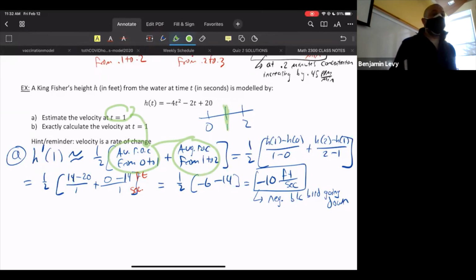Even better would have been like 0.5 to 1, 1 to 1.5, right? If you squeeze in on 1, you get a better estimate. But then you have to plug fractions in. So we were trying to avoid that. So anyway, that's why I chose those two intervals.